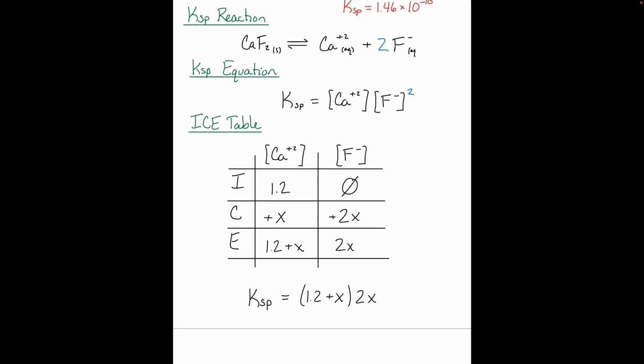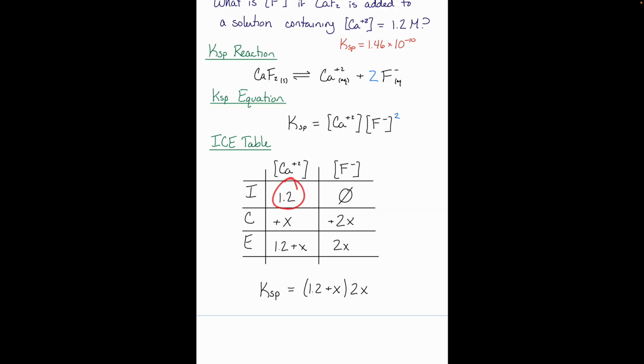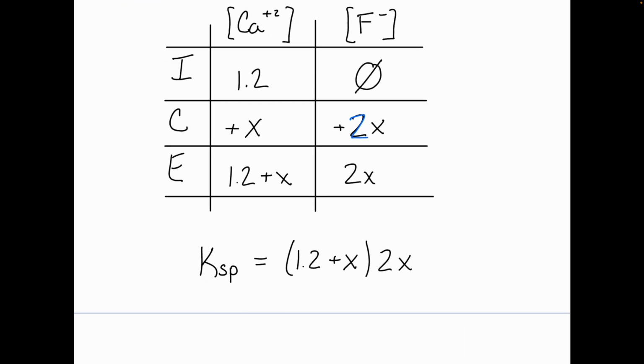All right, so if you want to check up here, I got my KSP reaction here. Calcium fluoride decomposes into calcium and 2 fluoride. That 2 is going to have to appear as an exponent in my KSP equation. In my ICE table, I'm going to start out with my 1.2 molar calcium, no fluoride. That 2 also appears in my change box, because for every 1 calcium ion that's formed, I form 2 fluoride ions. Sum them all up.